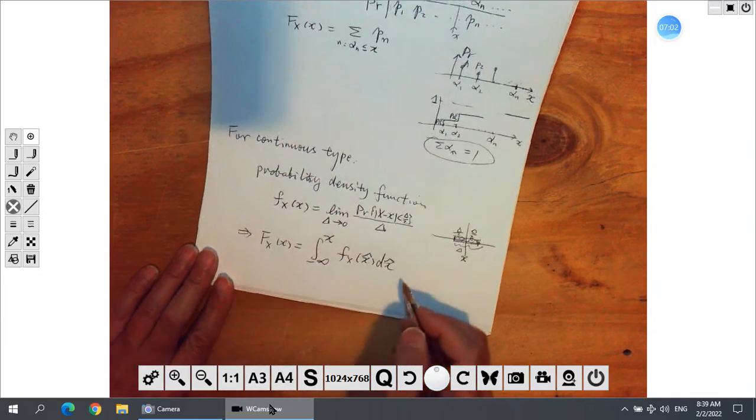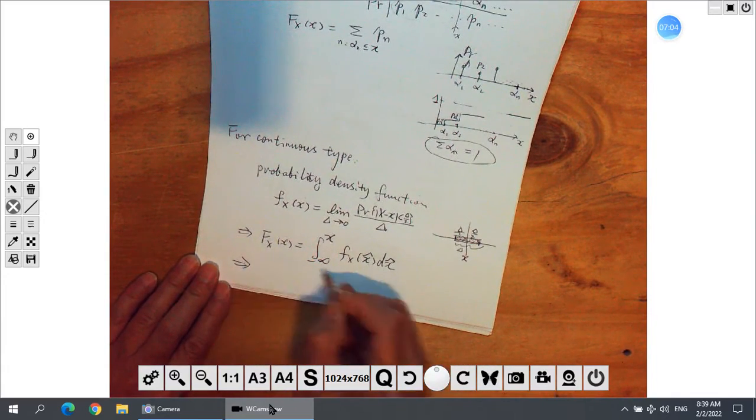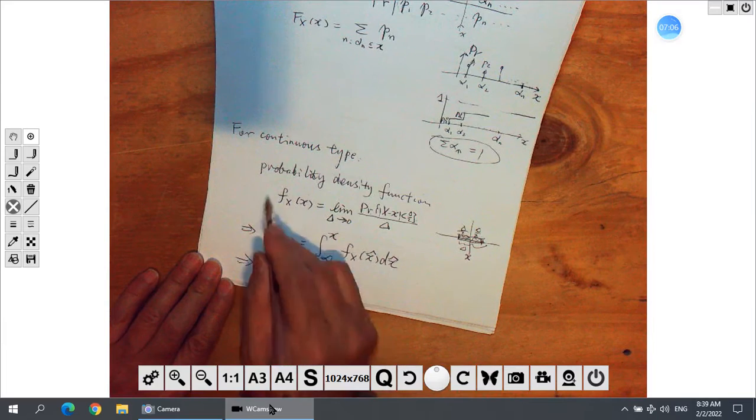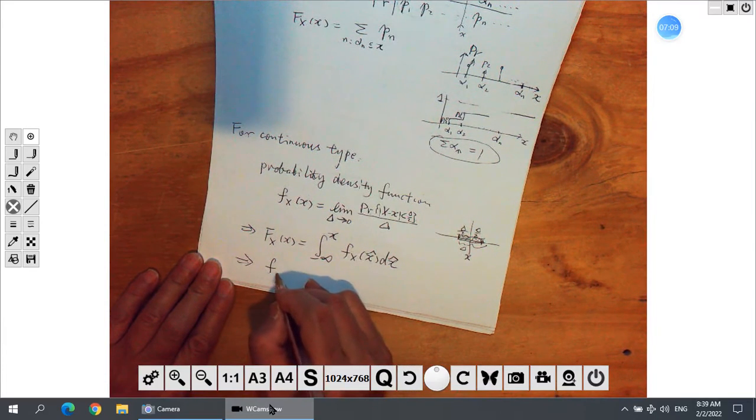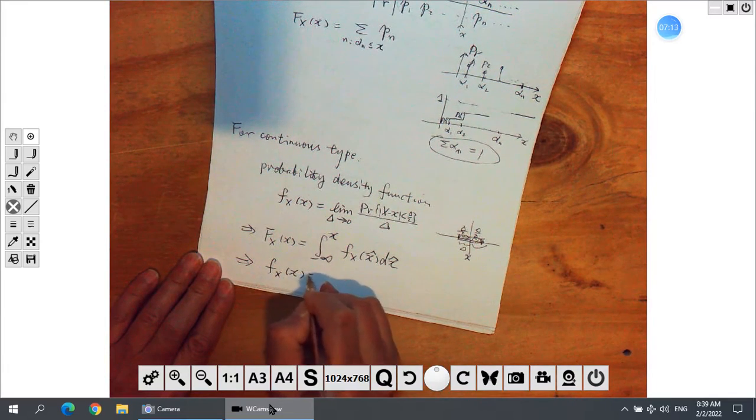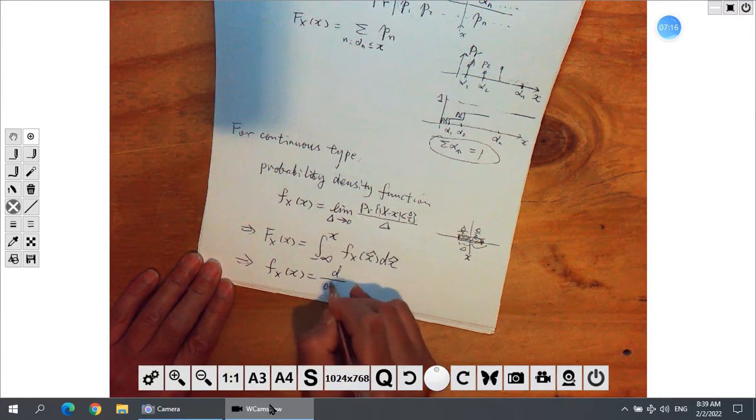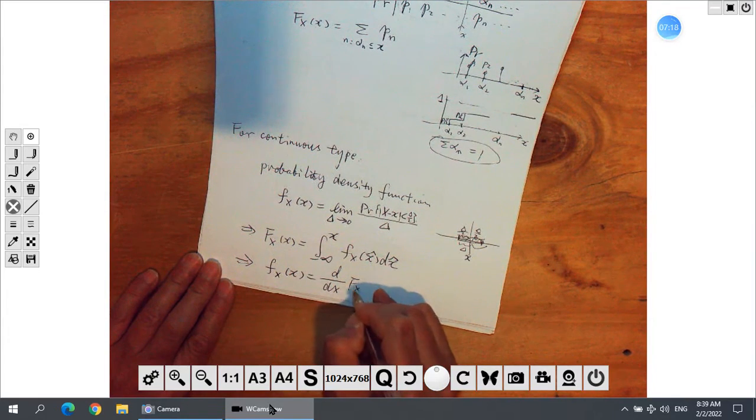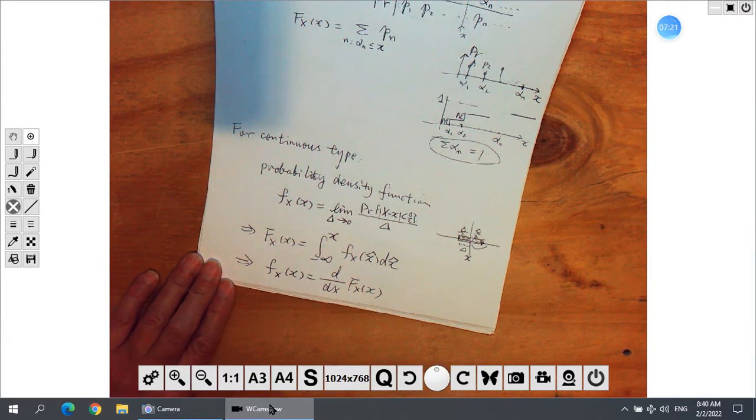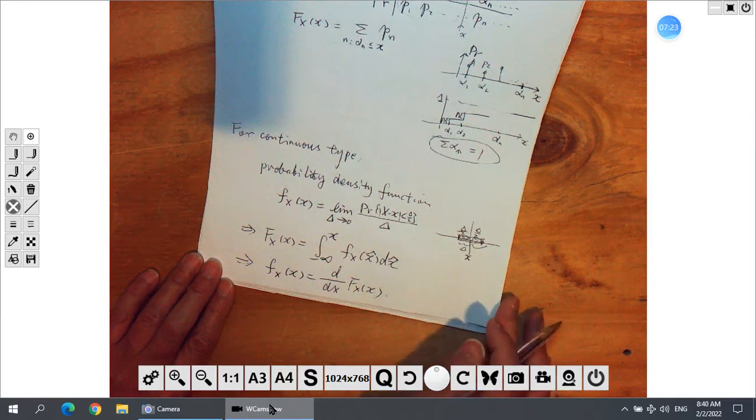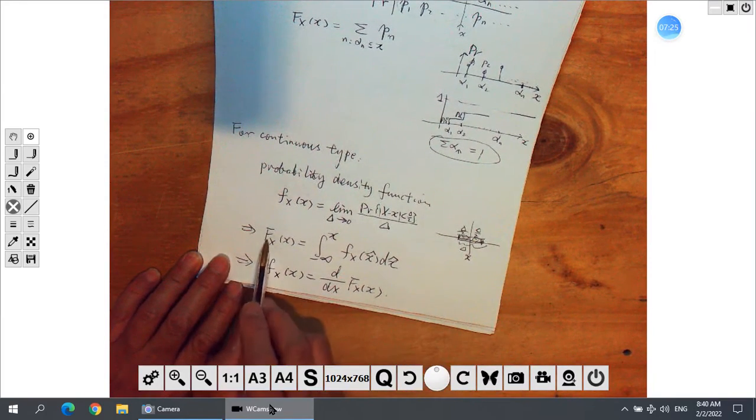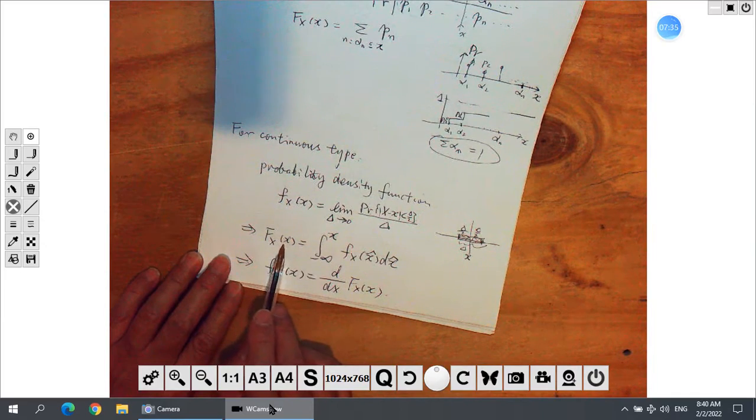This is one direction, and the other direction is, of course, that the integral and the derivative are duals. This one is the derivative of F_X of lowercase x. So we have both equation relations. If you know the distribution function, you take the derivative and you have the density. If you have the density, you do the integral and you have the distribution function.